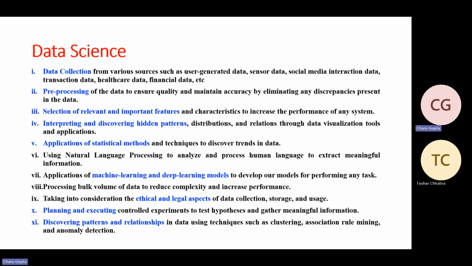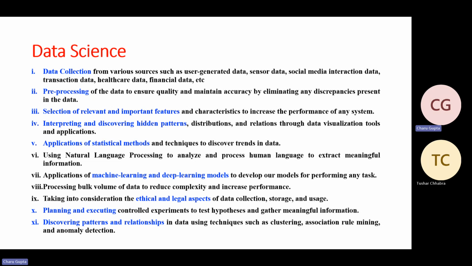Now, after this, we may perform natural language processing if it is about the text, about reviews, tweets and posts, or the human language. We may apply machine learning or deep learning models so as to classify or cluster, or to predict any future outcome.